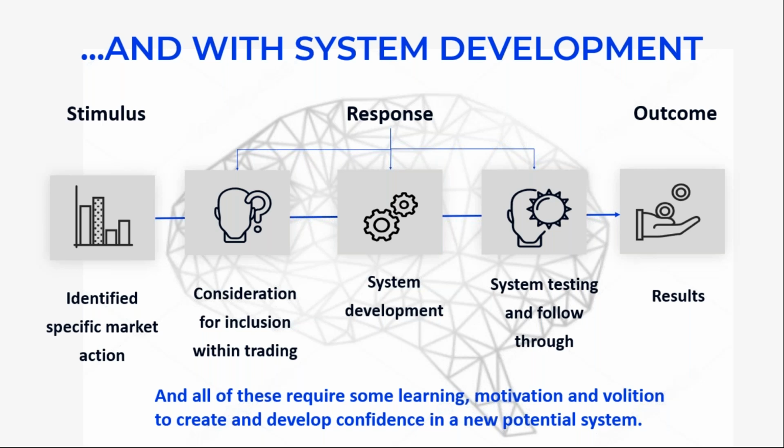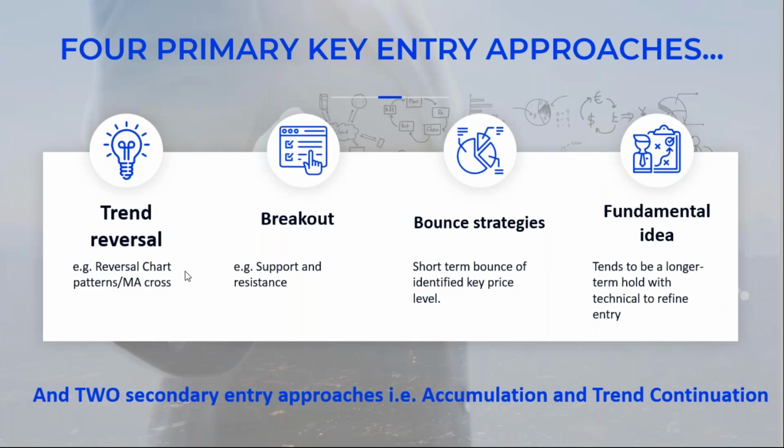There are 4 primary key trading approaches. Trend reversal, which is reversal chart patterns and moving average cross. Breakout, so that's through support and resistance lines, and I would include ascending and descending triangles in that as well. Bounce strategies, which are a short-term bounce, often off an identified key price level. And the longer-term fundamental idea, which I might talk about later in the month, which tends to be refined with a technical entry, although it's really trading a long-term idea, such as Qantas.